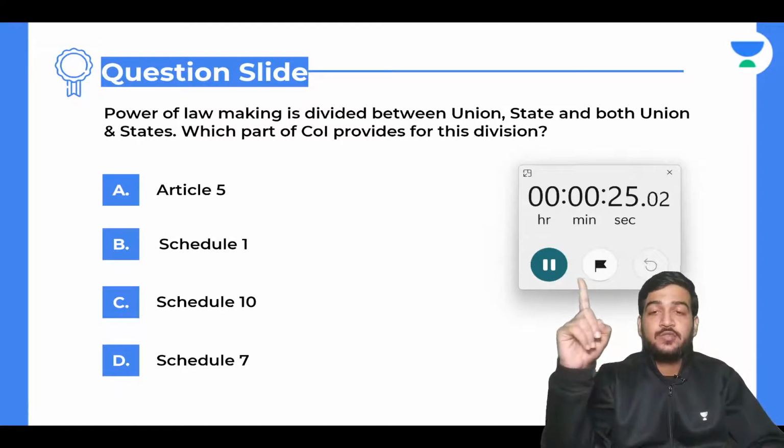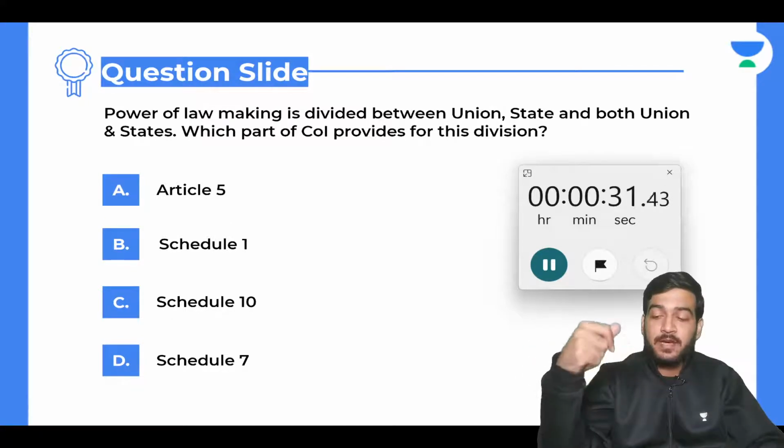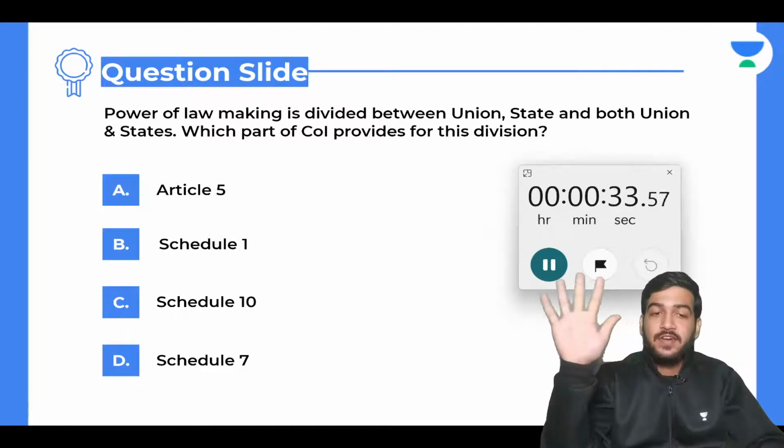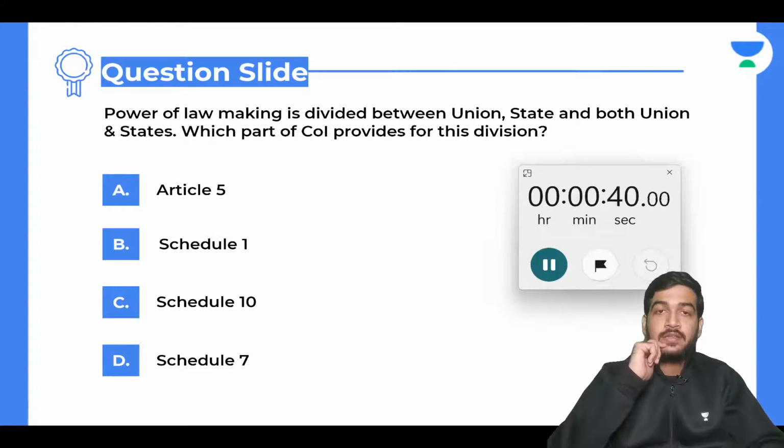So the first question was under which union or the parliament can make laws about the state list. So state list कौन से part में दी हुई है? Article 5, Schedule 1, Schedule 10 or Schedule 7? Think. This is also a very pertinent question from your Constitution of India.